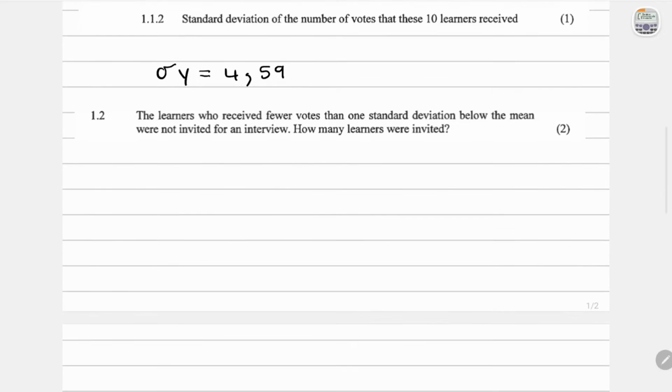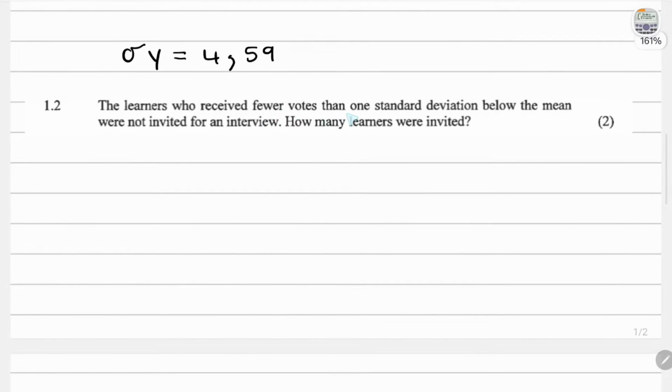Okay, 1.2 says the learners who received fewer votes than one standard deviation below the mean were not invited for an interview. How many learners were invited? Okay, so they're giving us information about the learners who were not invited, and using that information, we need to tell them the learners who were invited. Okay, so the learners who received fewer votes. Okay, so keep that in mind. But fewer votes specifically, let's just put that in red. Fewer votes than one standard deviation below the mean.